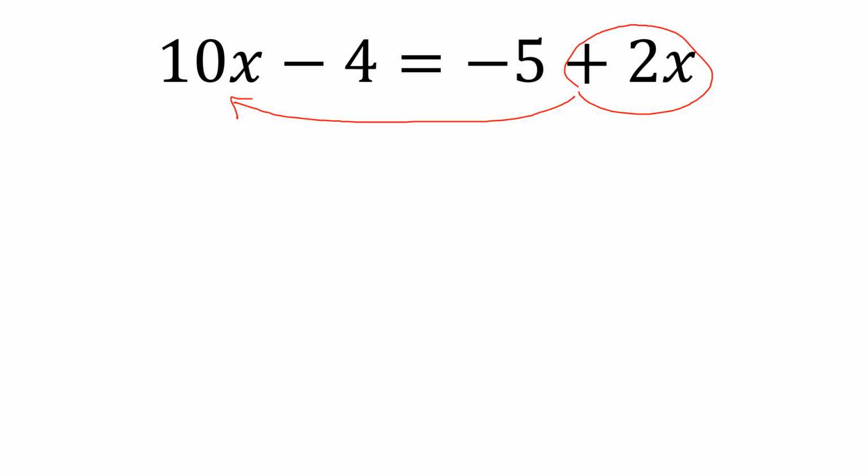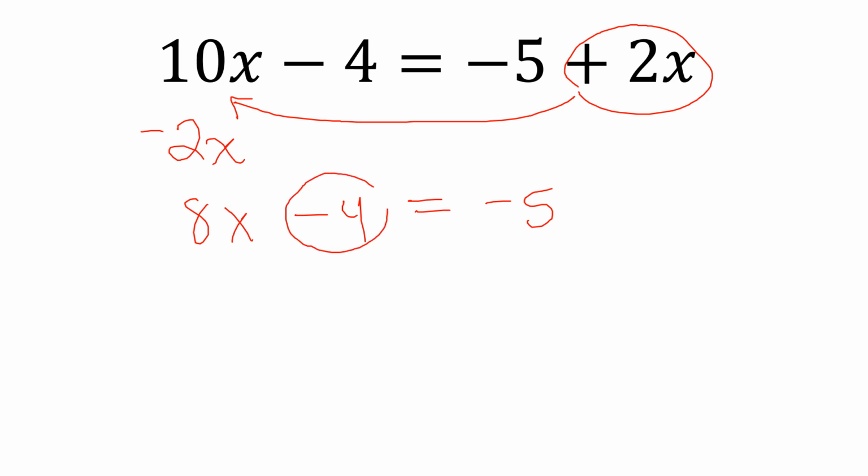So to move the plus 2x out of the room on the right and into the room on the left, I'm going to subtract 2x because I always do the opposite of what I see. So that leaves me with 10x minus 2x is 8x minus 4 equals negative 5. Then I would do the same thing with the minus 4. So to move this minus 4 into the other room, I'm going to do the opposite of what I see, which is instead of subtracting 4, I'm going to add 4. And so that leaves me with 8x on the left, which equals negative 5 plus 4, which is going to be negative 1 on the right.